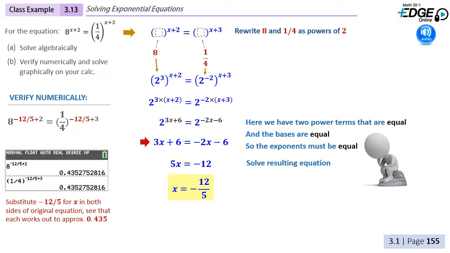We can verify this by replacing x in the original equation on both sides with negative 12/5. Evaluating each side independently in our calculator, we find that each one generates a result of 0.435.